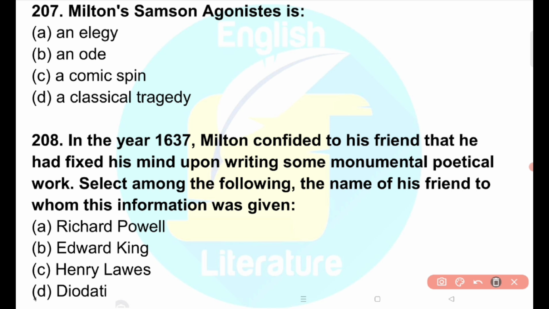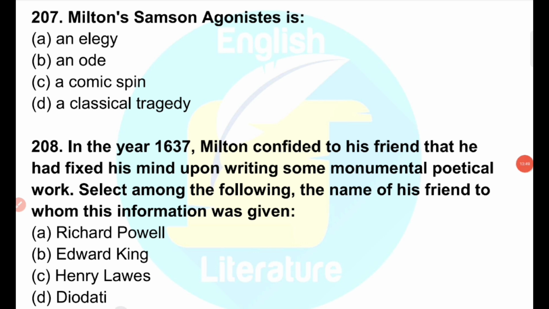In the year 1637, Milton confided to his friend that he had fixed his mind upon writing some monumental poetical works. Select among the following the name of his friend to whom this information was given. Option D is the correct answer.